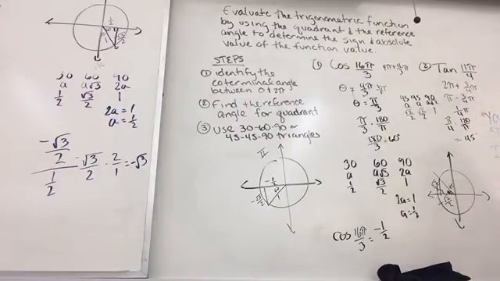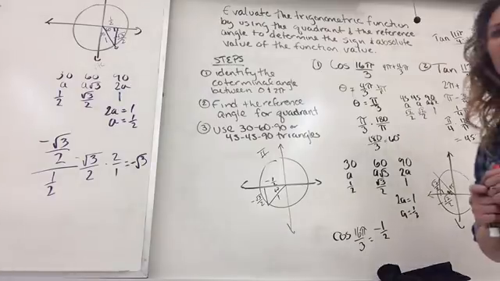And we want the tangent. The tangent says the opposite over the adjacent. So the tangent of 11 pi over 4, the exact value, is the square root of 2 over 2 divided by negative square root of 2 over 2, which just ends up being negative 1. I know this was a lot. Please, please, please write it all down.